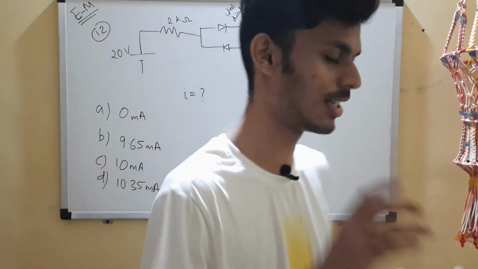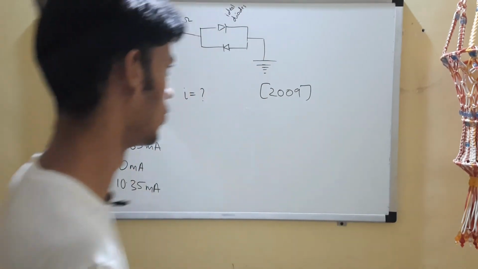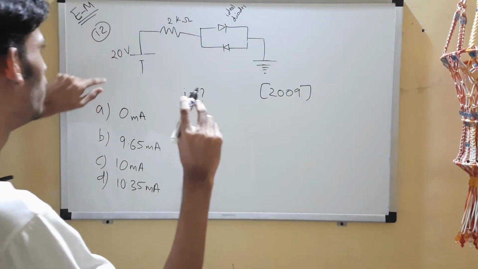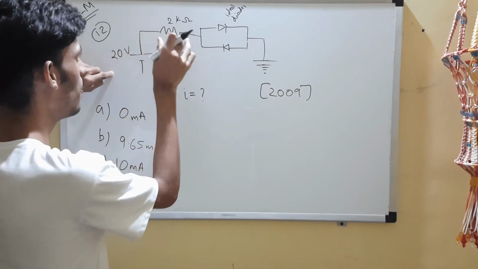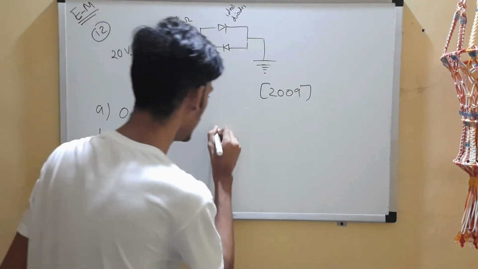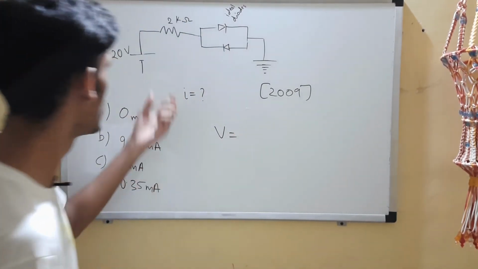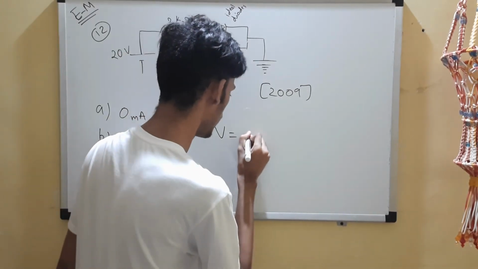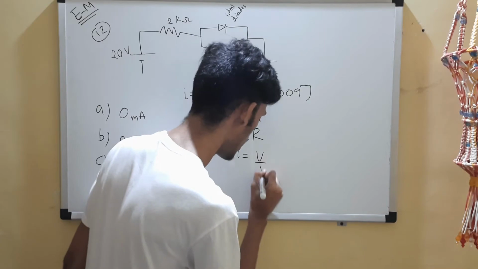Just the idea that we used in the previous question, we are going to use it over here as well. We are going to say this entire potential is going to drop across this resistance R. So we can say that V is equal to IR. Now we want to find I, which is V by R.